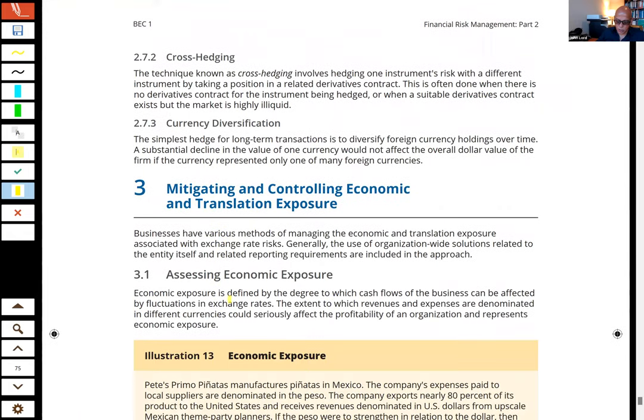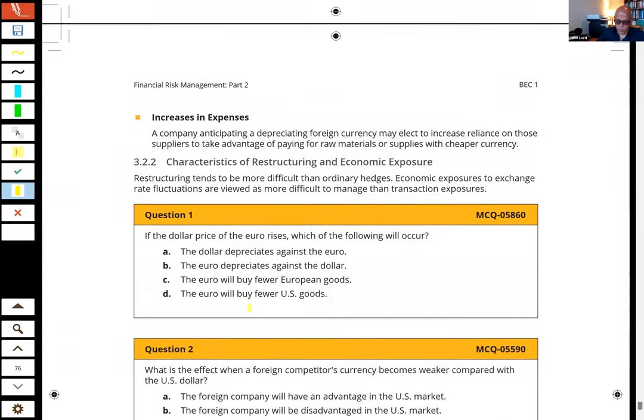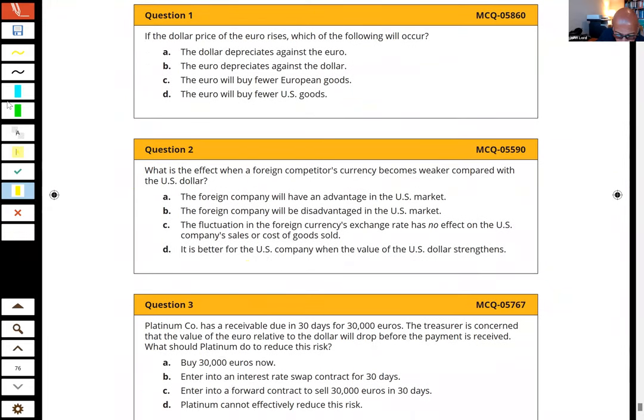So now that we've kind of gotten ourselves through a few of these concepts, let's see if we can answer a few questions here dealing with foreign currency transactions primarily.